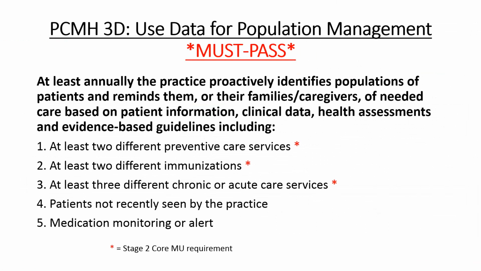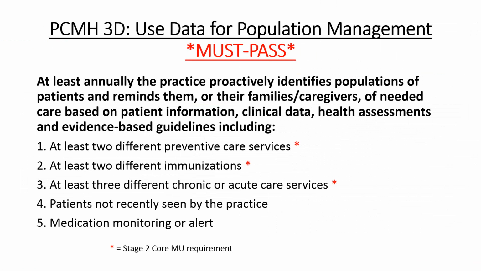Factor 1, at least 2 different preventative care services. So this isn't your immunizations or assessments. These are 2 different preventative care services. So looking at well child visits, pediatric screenings, stress tests, mammograms, fasting, blood sugar, any 2 different preventative care services. Factor 2, at least 2 different immunizations. So this isn't the same immunization for 2 different age groups. It has to be 2 separate immunizations.